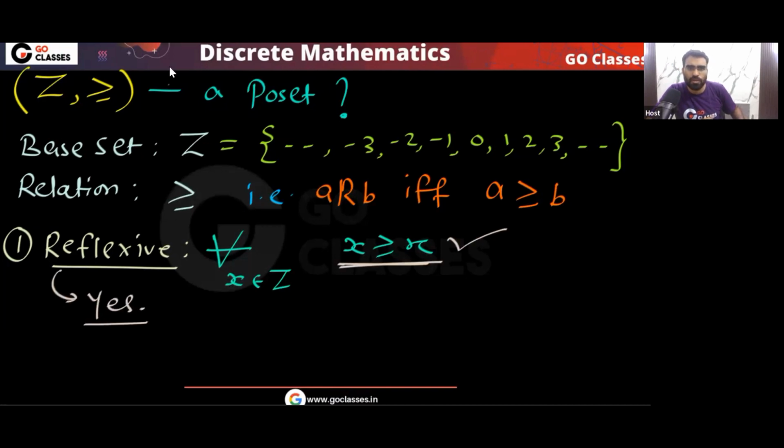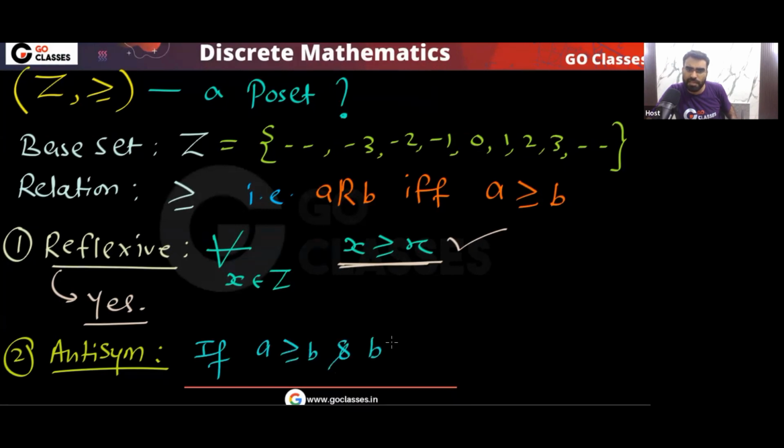Yes. What about the next property, antisymmetric? What can you say about the antisymmetric property? Tell me one thing: if A is greater than or equal to B and B is greater than or equal to A, what can you say about A comma B? Your base set is the set of integers. In this situation, definitely they must be the same. And is this the definition of an antisymmetric relation or not?